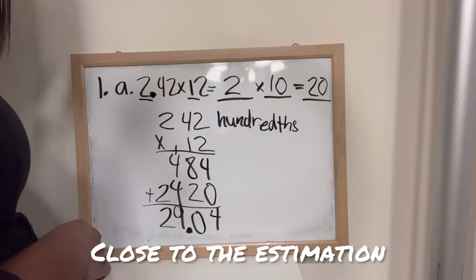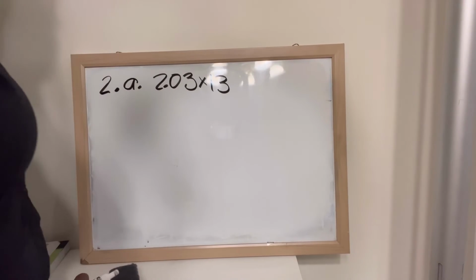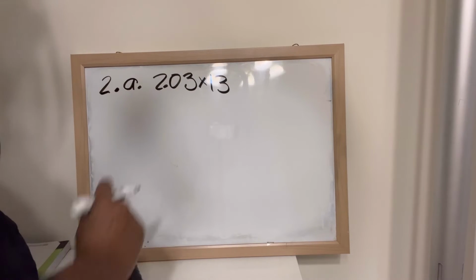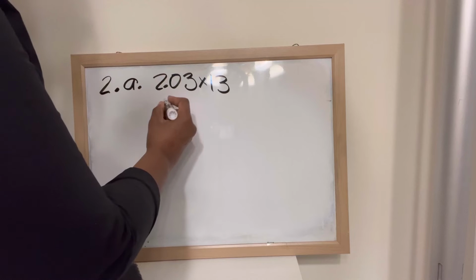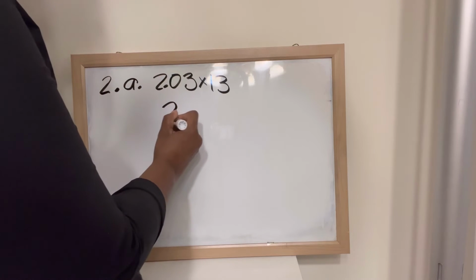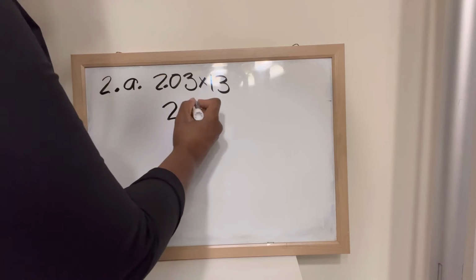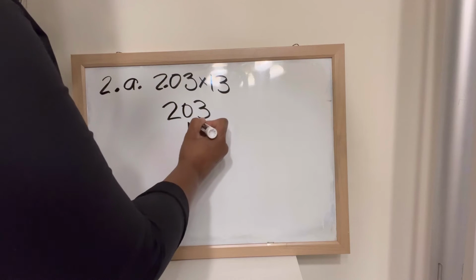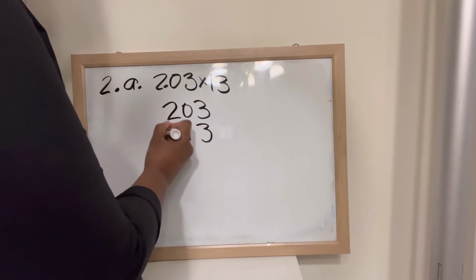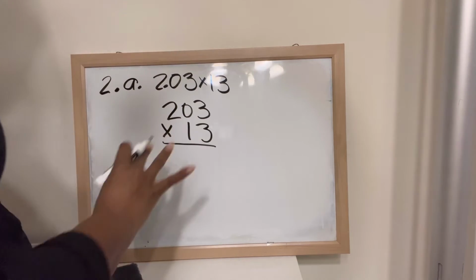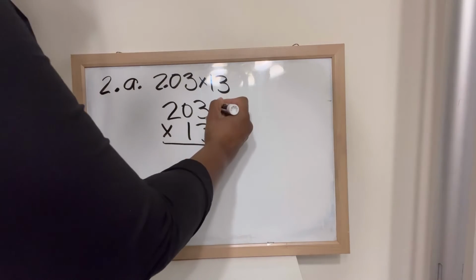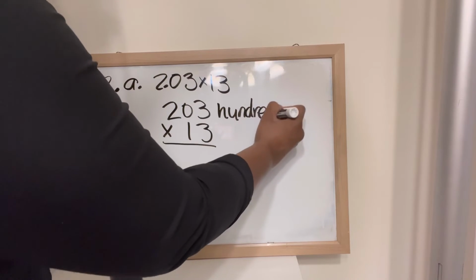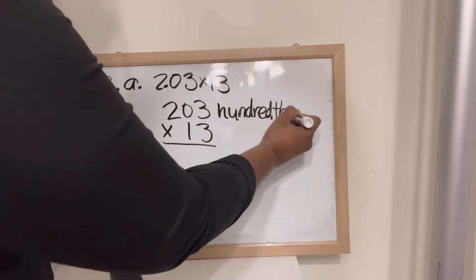Okay, let's do another. Let's skip to 2A. 2A says solve using the standard algorithm. In the space that's provided, have your child or students write 203 over 13 and do the standard algorithm. Keep in mind that this is hundredths, so when you get your product, you're going to need to show that it's hundredths.